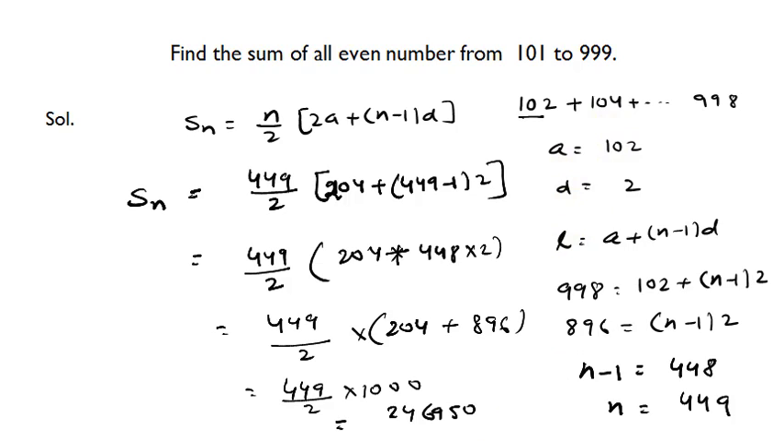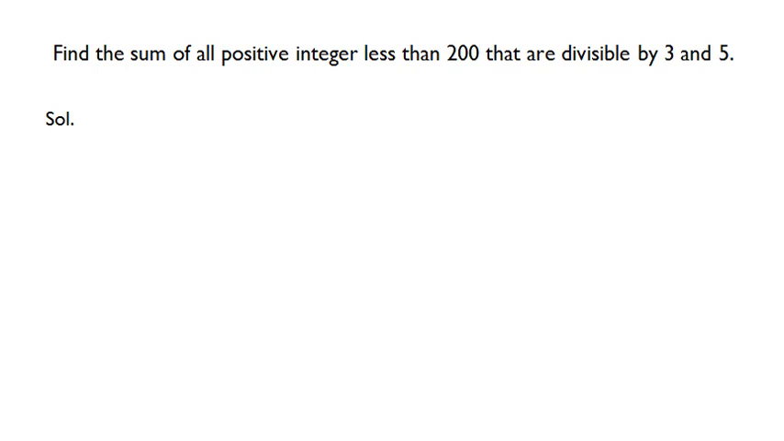Now moving to the next question, we have: find the sum of all positive integers less than 200 that are divisible by 3 and 5. Now see here, we have to find the sum of all positive integers less than 200. So if we write the positive integers 1, 2, 3, 4, 5, 6, 7, 8, 9 and up to 15 and 30.